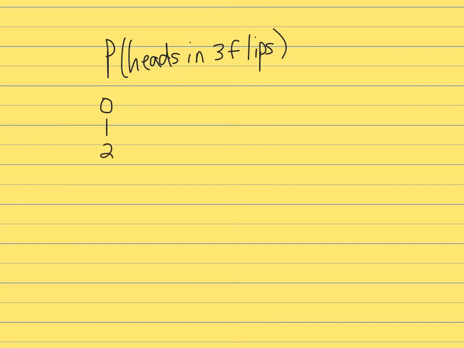So he created a probability distribution from the random variable, probability of heads, and 3 flips. And those 4 possible outcomes were no heads, 1 head, 2 heads, or all 3 of them could be heads.